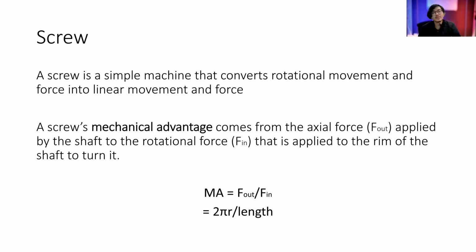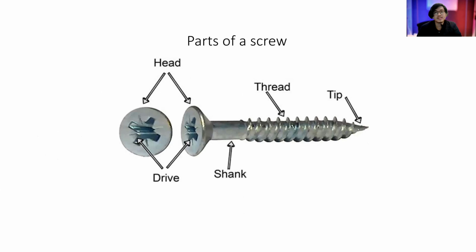And then you have screw. A screw is a simple machine that converts rotational movement and force into linear movement and force. A screw's mechanical advantage comes from the axial force, or F out, applied by the shaft relative to the rotational force F in that is applied to the rim of the shaft to turn it. MA equals F out divided by F in, which equals 2πR divided by length. This is a part of screw. You have the head, you have the drive, you have the shank, thread, and tip.